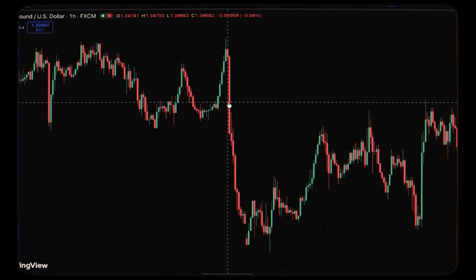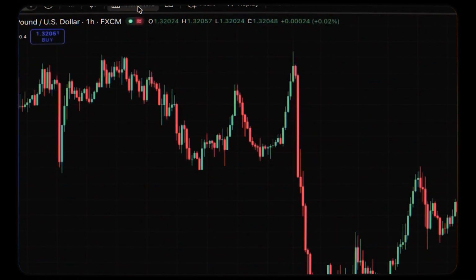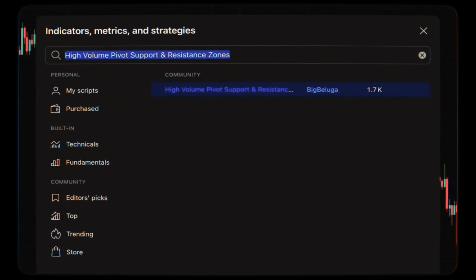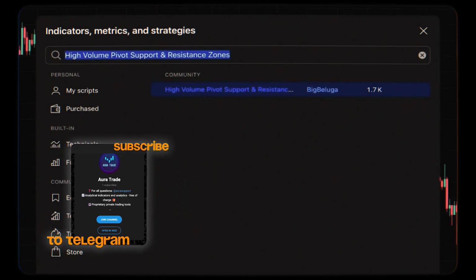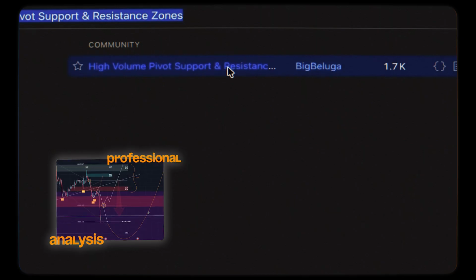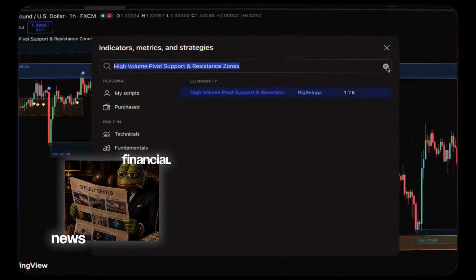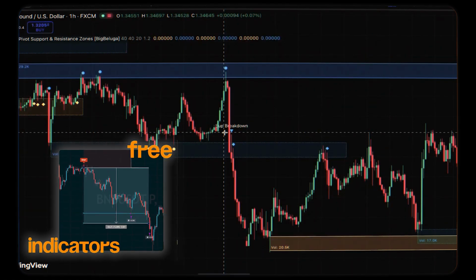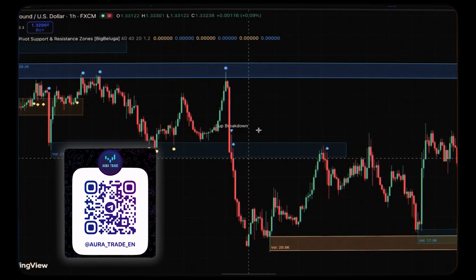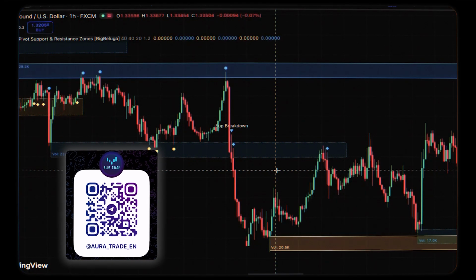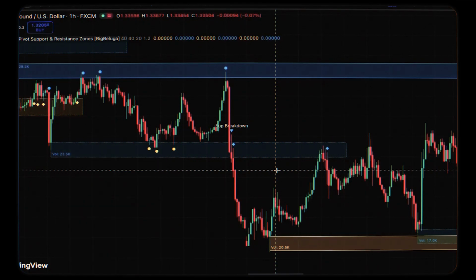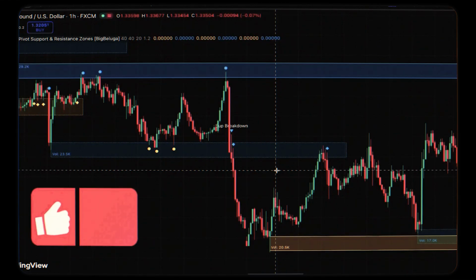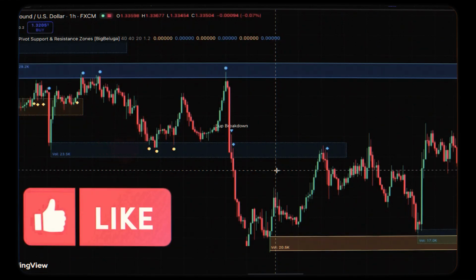Alright, let's add the indicator. Here we click on indicators and we search high volume pivot, support and resistance zones. This one, which is a new indicator from Big Beluga. Alright, this is the indicator, and as you can see, some zones, labels and different types of signals are added to the chart. I will completely explain every detail and teach you how you can trade based on this indicator, so make sure you watch this video until the end.